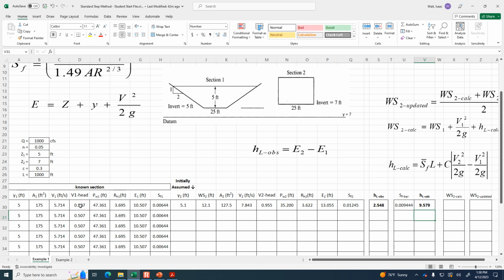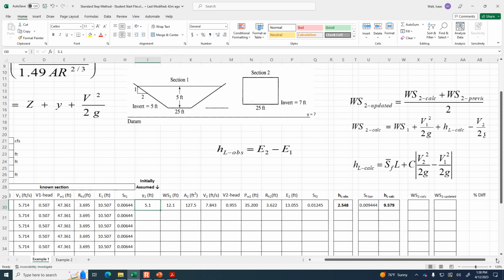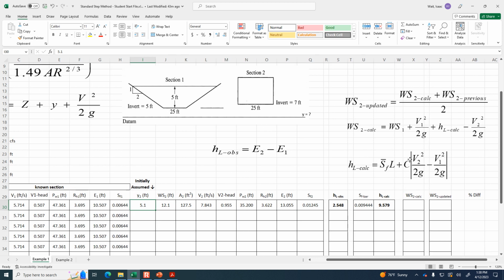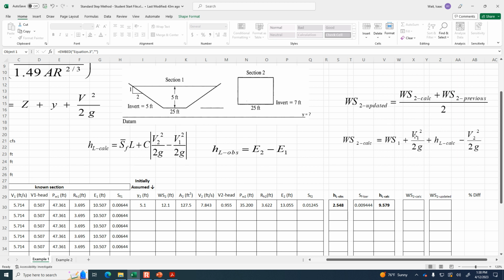So this is saying that the calculated head loss is 9.579 feet. So observed and calculated don't match. So what that means is this actually isn't the depth. It's not actually 5.1 feet upstream. We're going to have a new guess. Rather than just picking one at random, we can automate and guide the optimization and iteration process by calculating a new calculated water surface elevation for 2.